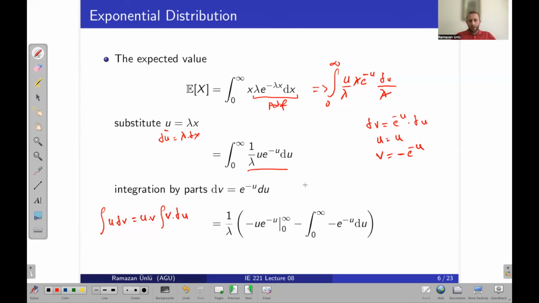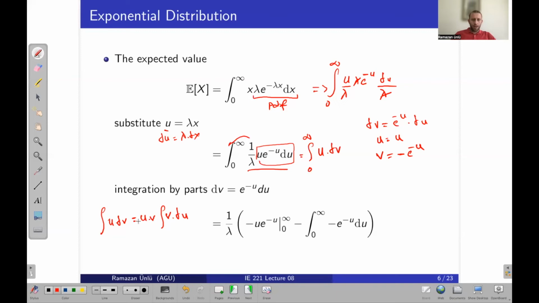So let's write these things, and it will be clearer. What I have now, I have this one, and 1 over lambda is a constant, so that can go outside the integration. And inside the integration, I write this one as the integral from 0 to infinity of u times dv, okay, u dv.